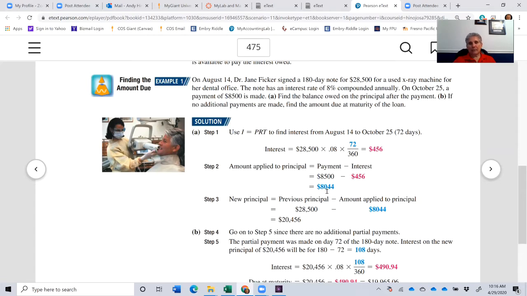So after making that payment, we take the $28,500 that she borrowed and subtract not the total payment, because some of that went towards interest, but just the amount that went towards the principal, which is $8,044. $28,500 minus $8,044 leaves a balance due on that date of $20,456. If 5 minutes later she decided, oh, I'm going to pay this off completely, all she would owe is $20,456 on October 25th.